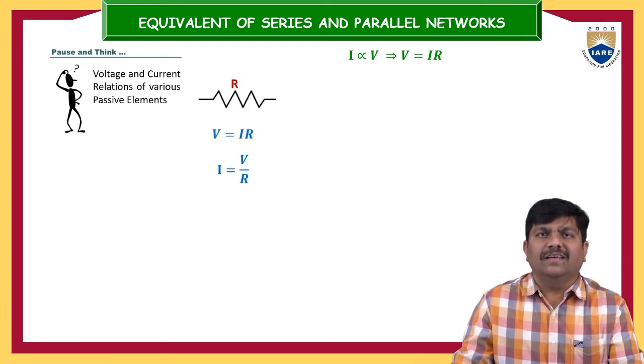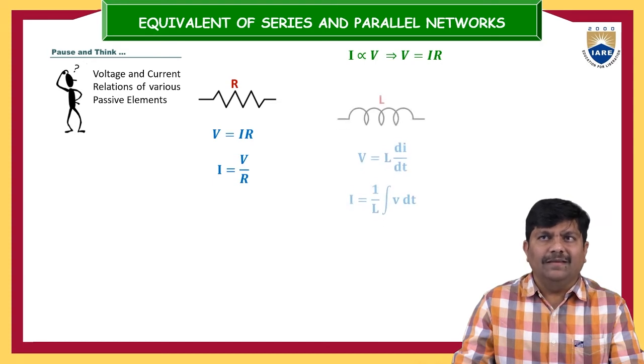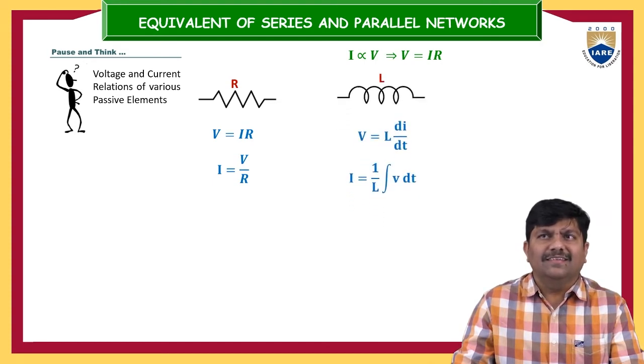Across the resistor, the current relation is I is equal to V by R, and voltage is nothing but I into R. For the inductor, the voltage drop across the inductor is equal to L into di by dt, where I is the current flowing through the inductor. If you rearrange that equation, I becomes 1 by L times the integration of V into dt. The VI relations of resistor R and inductor L are more or less similar.